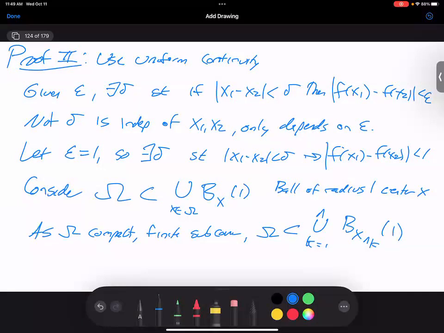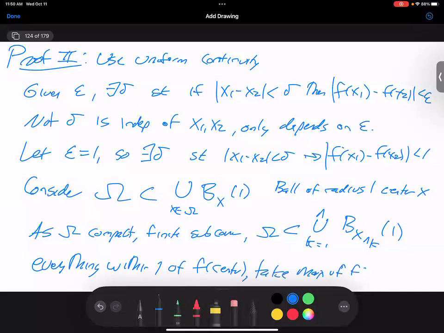And now for each of those balls, we know everything is within 1 of f of the center. Take the max of f of the centers plus 1. And so that would be a direct proof that you are bounded.